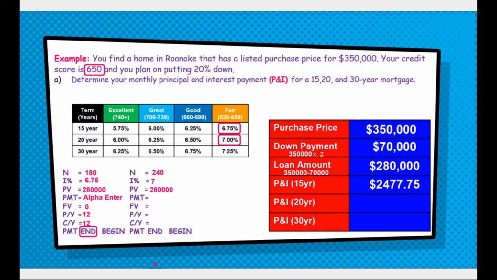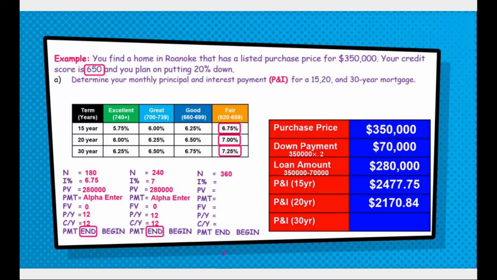My PV has not changed; it's still 280,000. My future value is still going to be 0. Those are both going to be 12. And then alpha enter will give me $2,170.84. And then 360 months is how many payments I'm making for a 30-year. That percent is 7.25%. Still $280,000. It's going to be 0 and 30 years, and then 12 and 12.